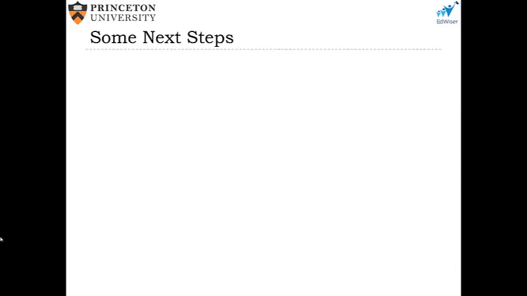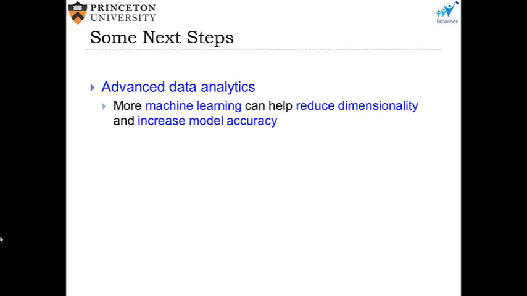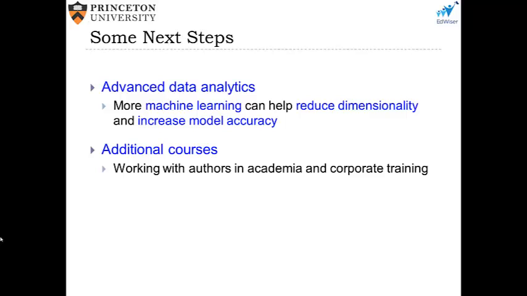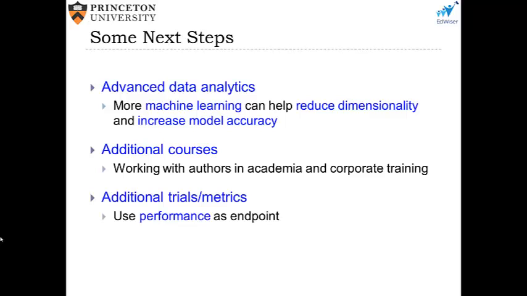Though our initial trials were limited in scope, the results were overwhelmingly positive, which has motivated us to investigate a number of next steps. First and foremost is more advanced data analytics to lead to more effective user modeling. We plan to apply more machine learning techniques, such as matrix factorization, hidden Markov models, and clustering, to help reduce the dimensionality of the problem and increase modeling accuracy. Second is to test content from courses other than ours. Third is to run additional trials with other metrics. Finally, we are extending development to other platforms.